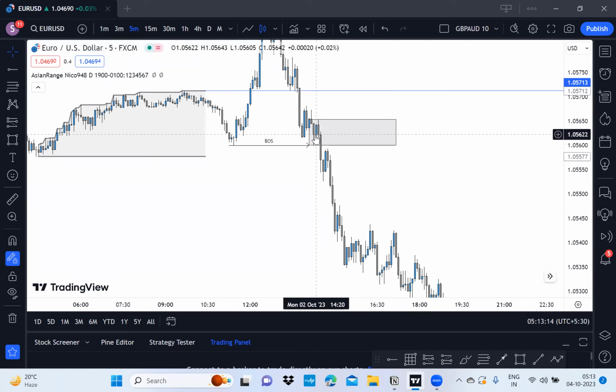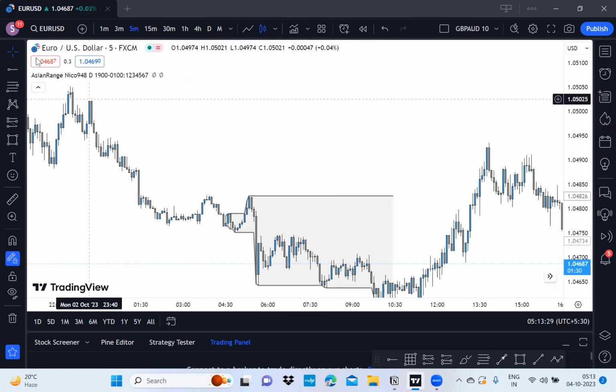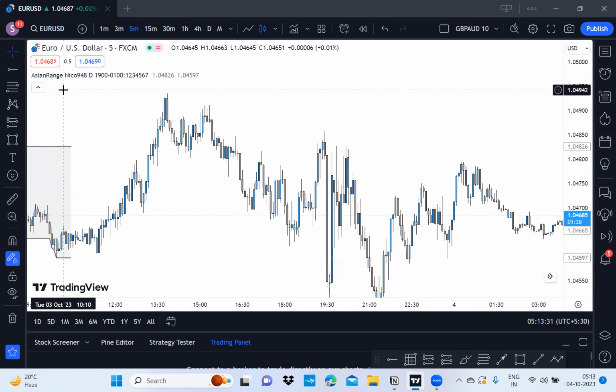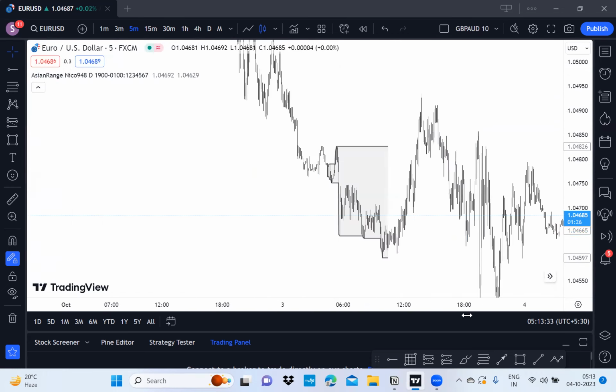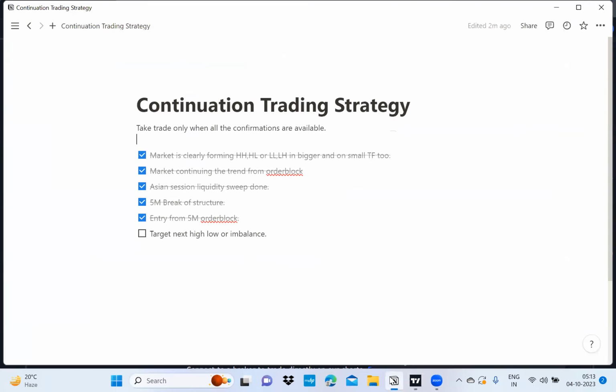Okay, there is nothing wrong with it. We missed it, that's it. Or, if there is not much difference after the break of structure and the order block is almost near, you can also enter here directly, if you are getting a good risk reward ratio. But it's gone now. Again, after a day the same thing happened, but we need all the confirmations again.